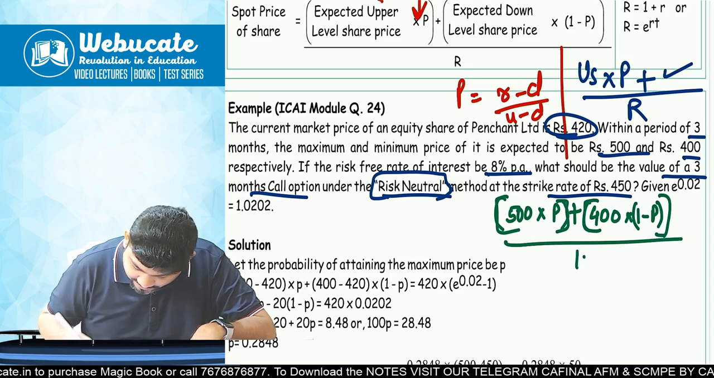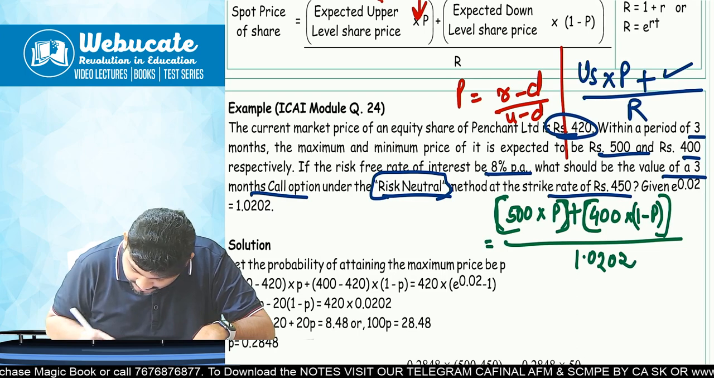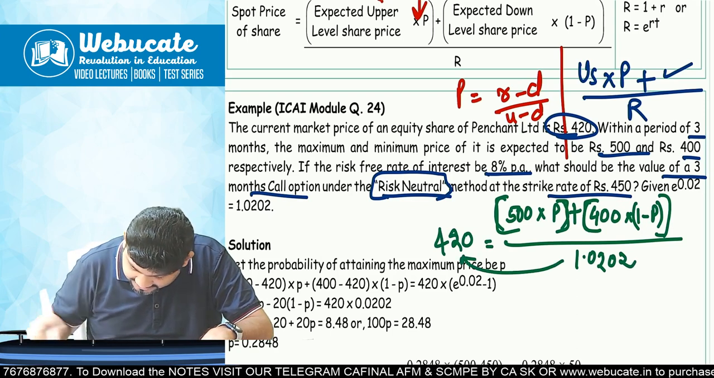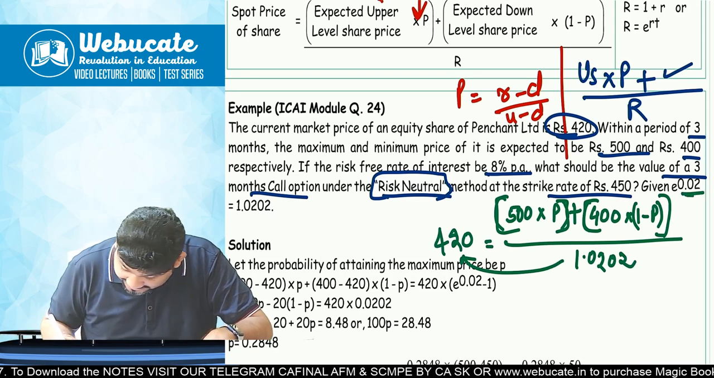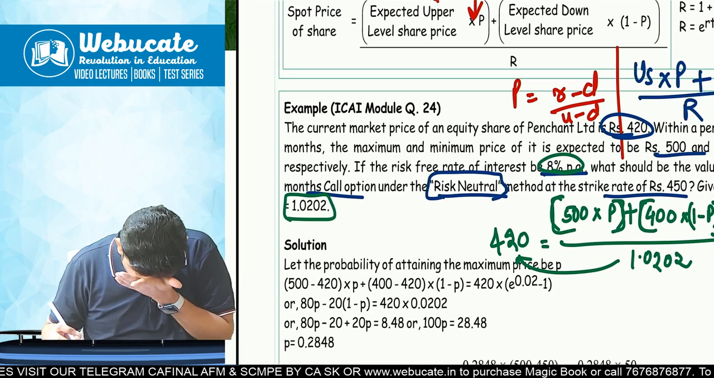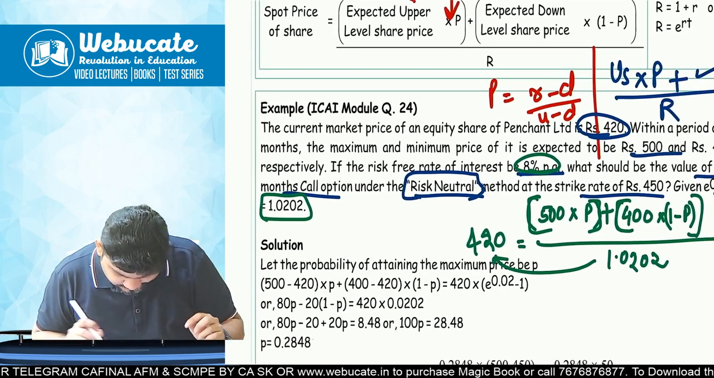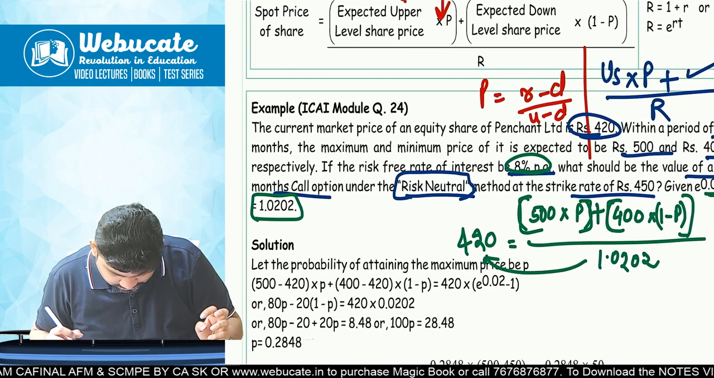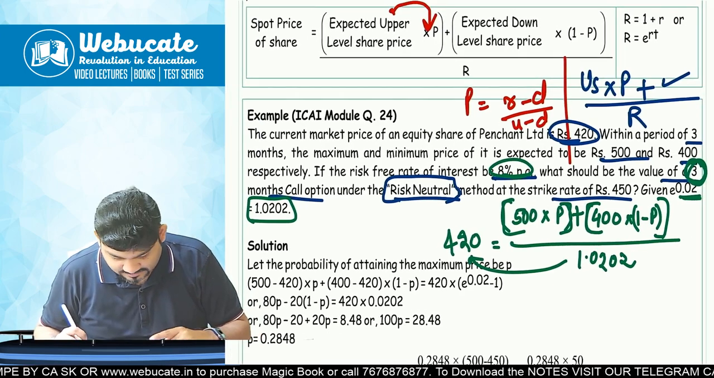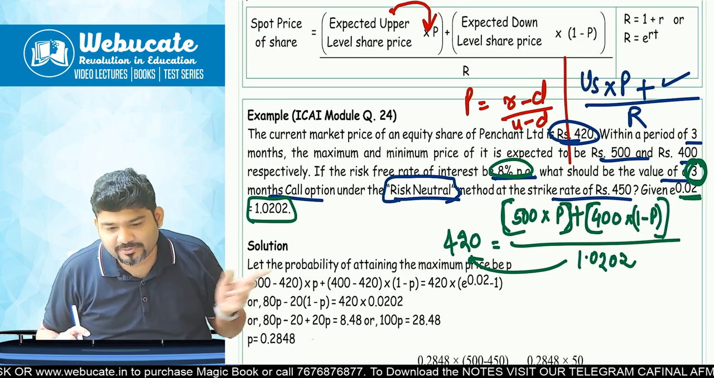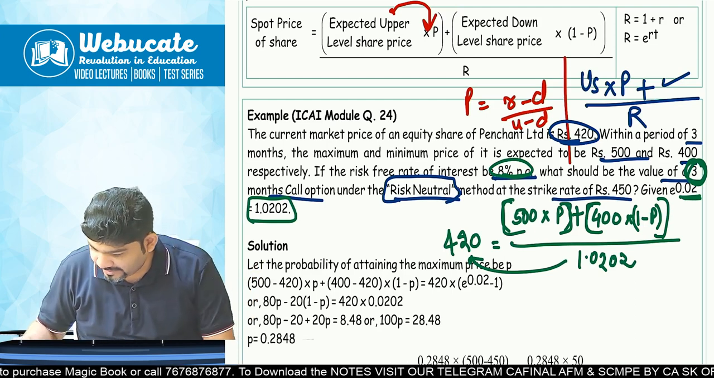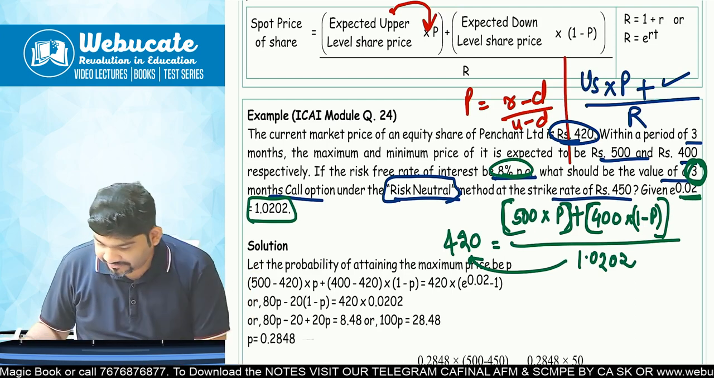This is equal to 420 times 1.0202. Done? Let's take this here. So how did you get this? Given e raised to 0.02 is equal to 1.0202. The rate is 8% per annum, but all of this is for 3 months, for a 3 month call option. So 8 into 3 by 12 is 2%, e raised to 0.02 is 1.0202. So 420 into 1.0202 will become 428.484.